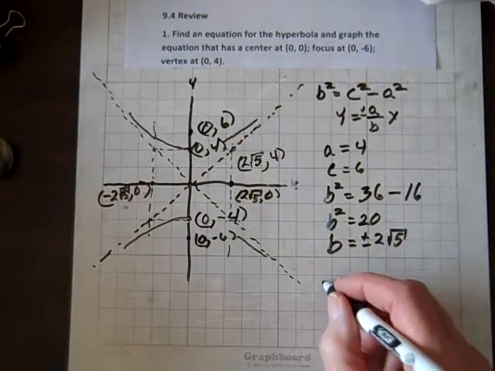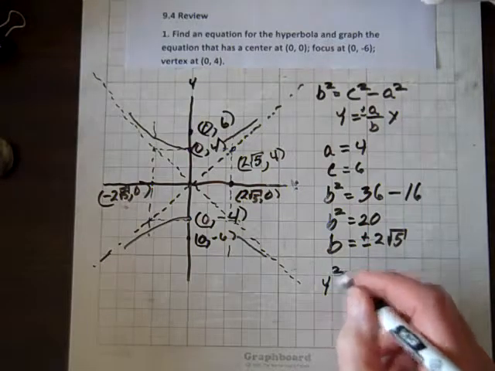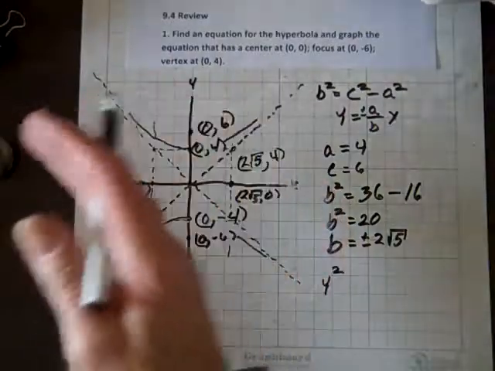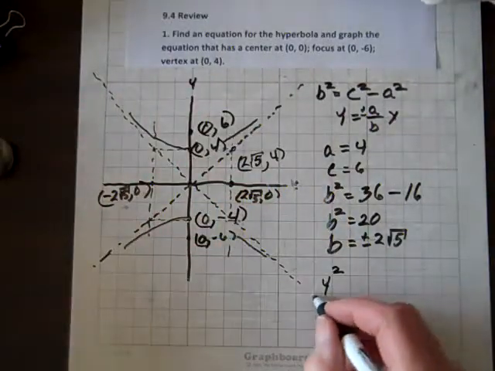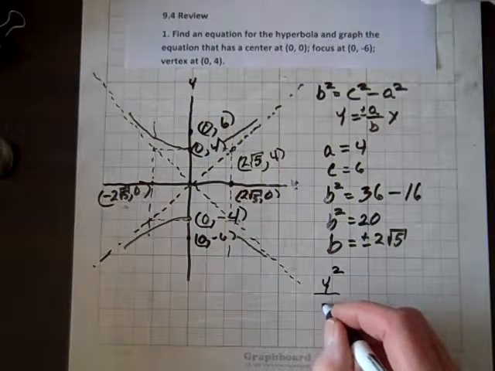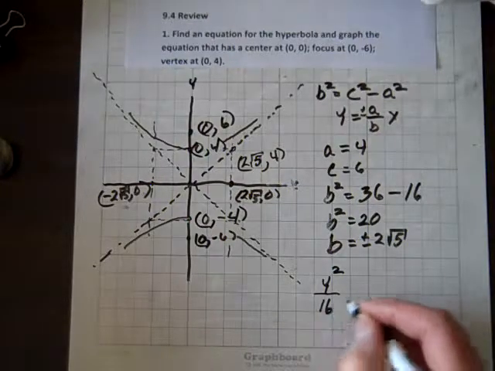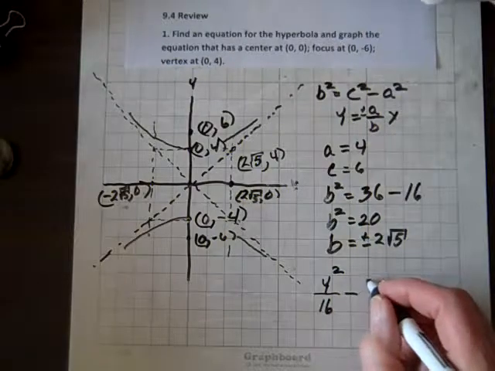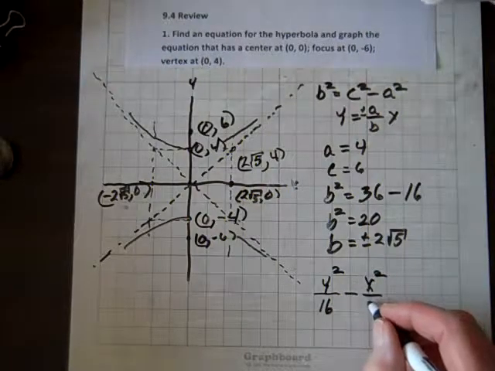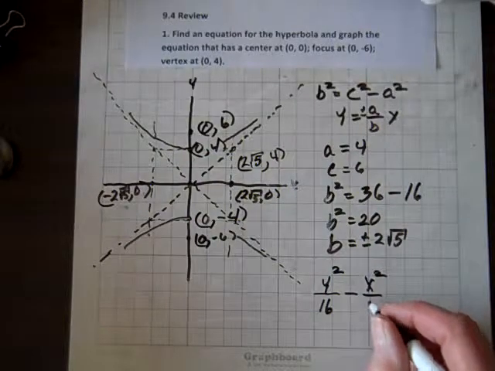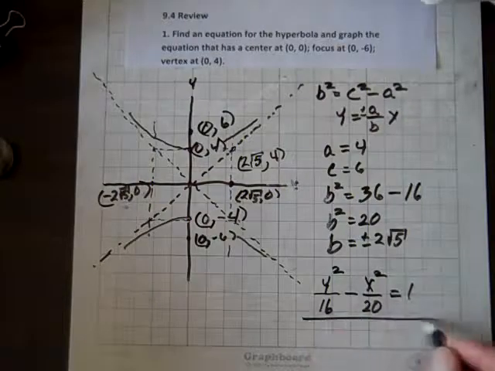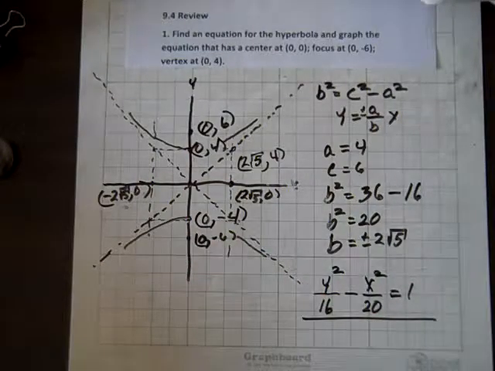And so it's going to be y squared, since it's symmetric about the y-axis, we've got y squared over 4 squared, which is 16, minus x squared over, I beg your pardon, 2 root 5 squared is 20, and that equals 1. So now we've got the equation, we've got the graph, we've done it.